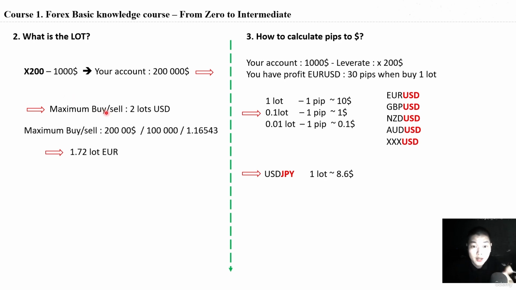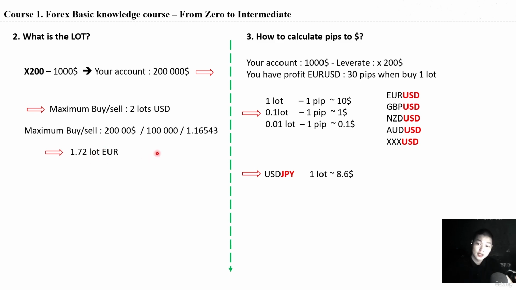Maximums, you can buy or sell 2 lots USD, and if changed to the euro, you can buy 1.72 euro. And how to calculate? You can calculate by using the money in your account after using the leverage. Divide by the one lot value, which is 100,000 units, and divide by the exchange rate. You will have the maximum euro you can buy when you're using the leverage and the deposit money in your account.